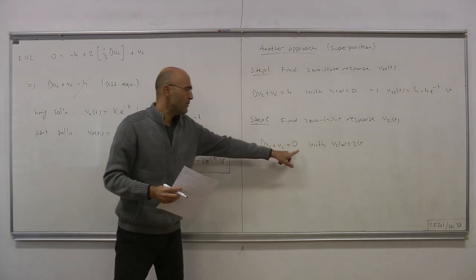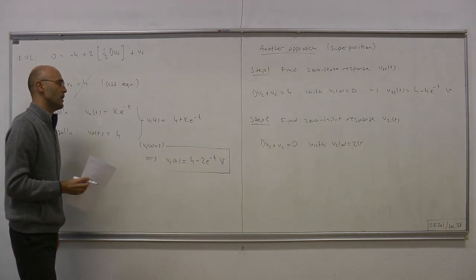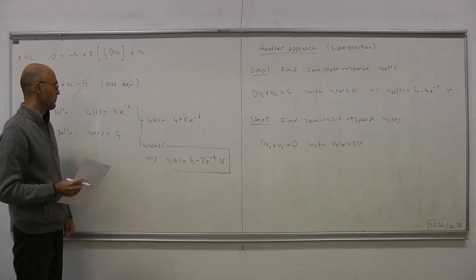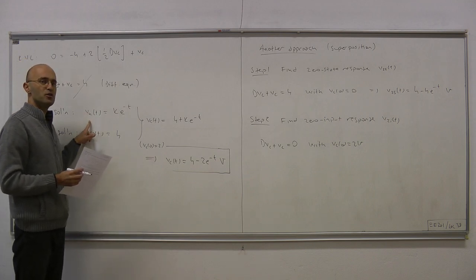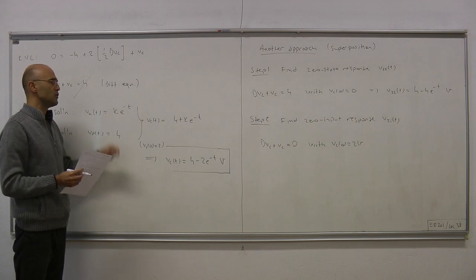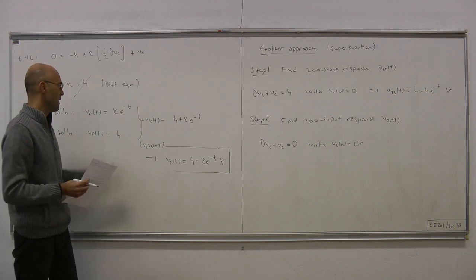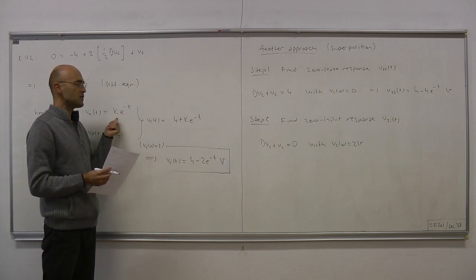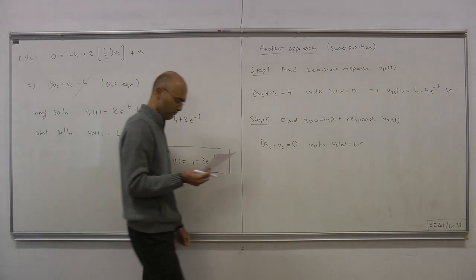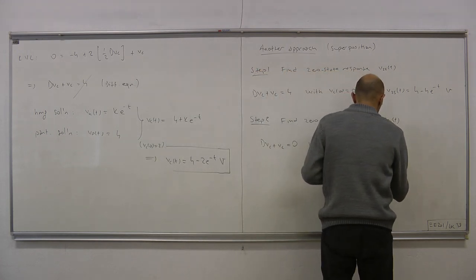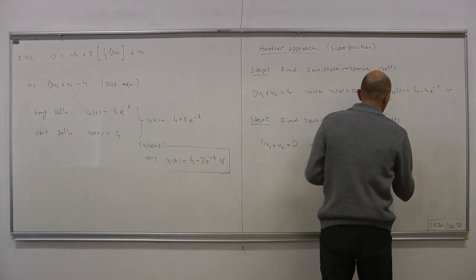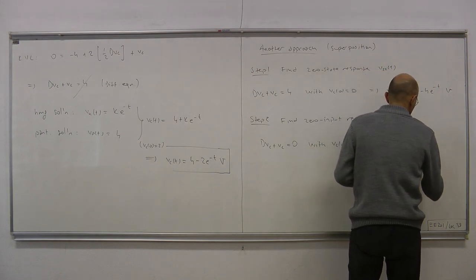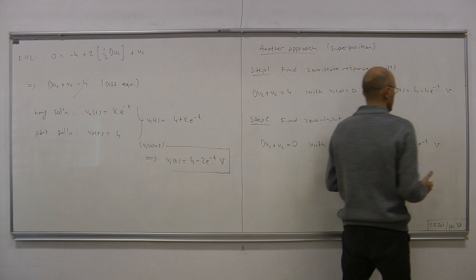Since we have a zero right hand side, we don't have to worry about the partial solution. The partial solution is zero. We only have the homogeneous solution, which is k e to the minus t, and this should satisfy the initial condition constraint, which automatically tells us that k must be 2. Therefore, V_ZI(t) equals 2e to the minus t volts.